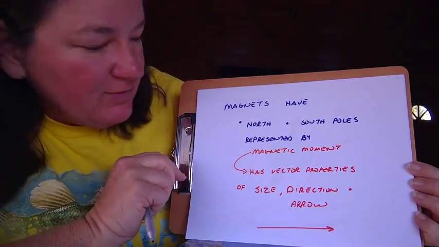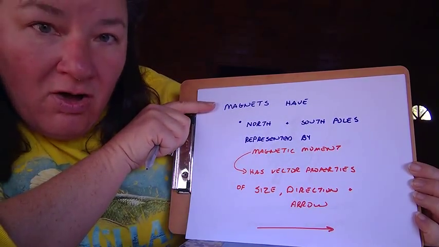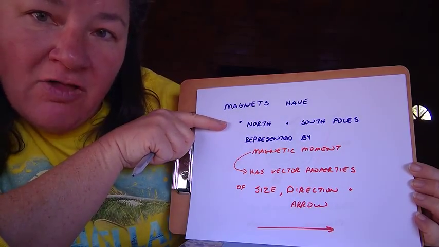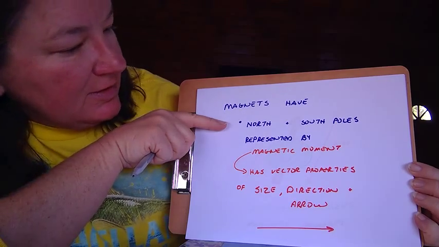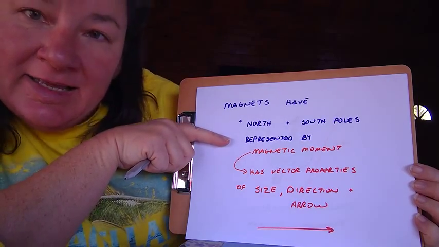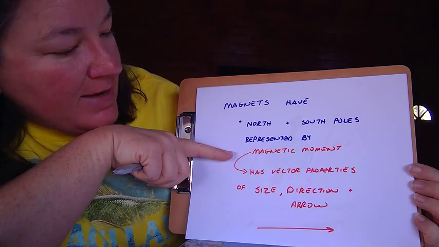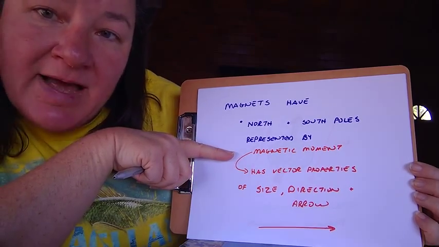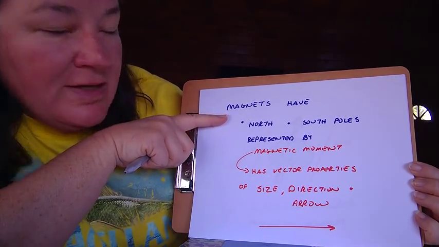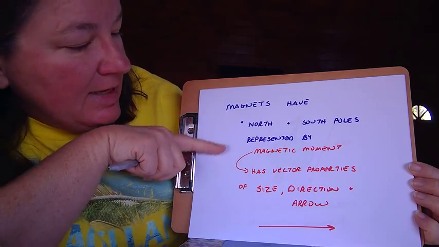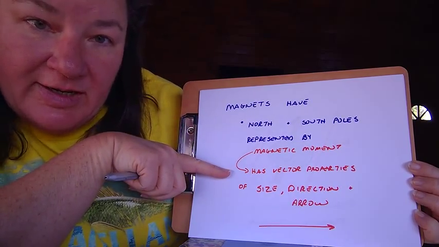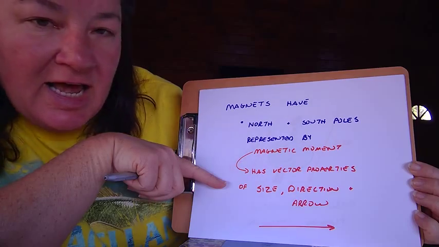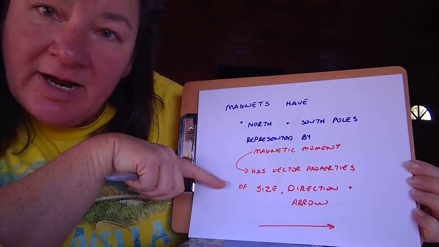Let's talk about magnets for a second. Magnets all have a north and a south pole. They repel each other. These are represented in our field as a magnetic moment. Now, this magnetic moment, where the north and south poles are represented, has a vector property, and those properties are size, direction, and an arrow.